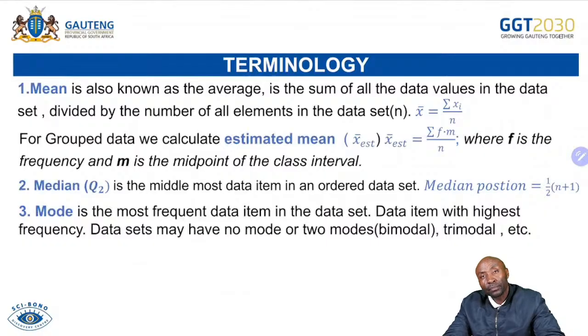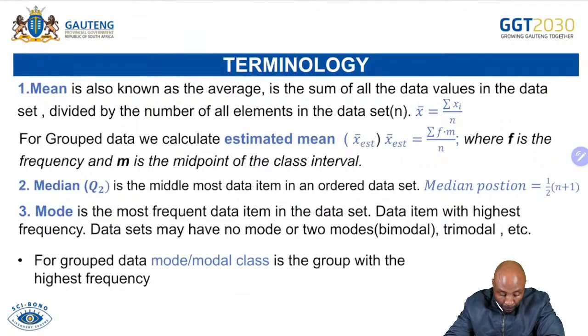The mode, this is the most frequent data item in the data set. And in most cases, the data item that has the highest frequency will give us the mode. And we should be careful here. We can have more than one mode if we are looking at ungrouped data. And for our grouped data, we can also have more than 2 class intervals that are our modes if they have the same frequency.